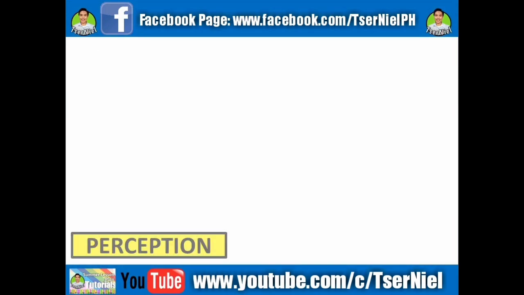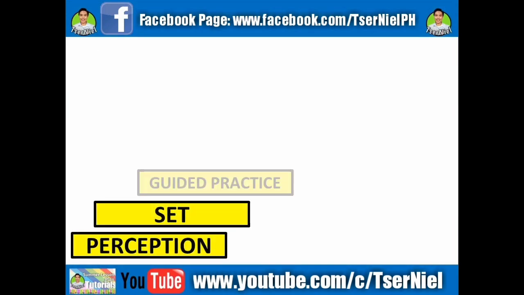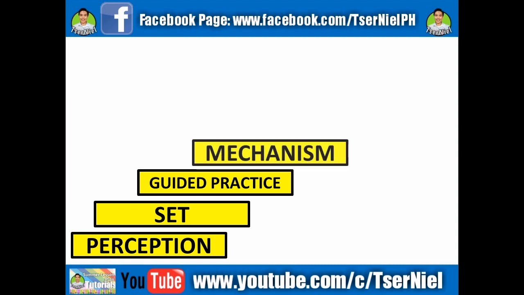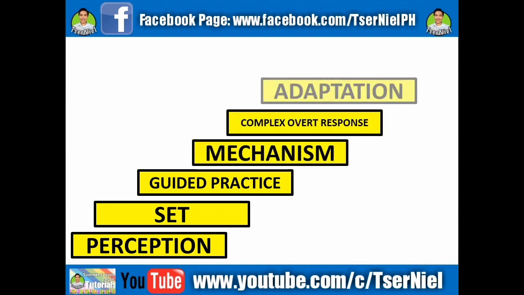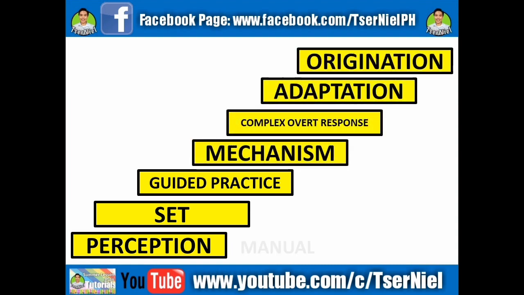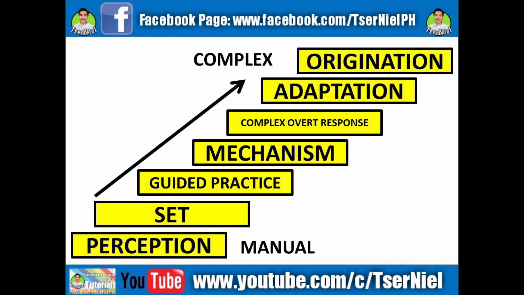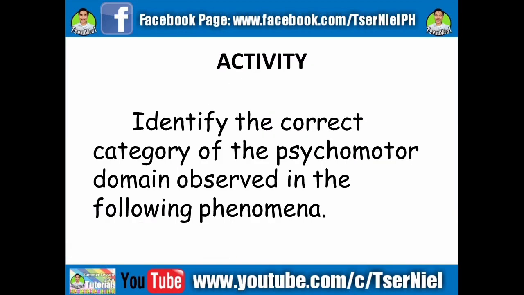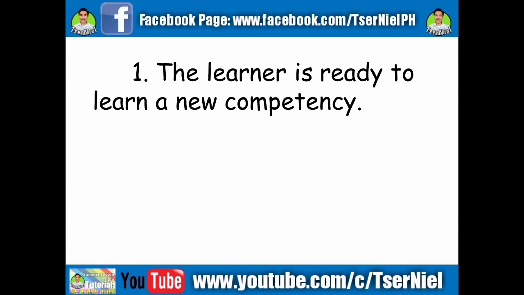And now let us go back. We have 7 major categories for the psychomotor domain, starting with perception, set, guided response, mechanism, complex overt response, adaptation, and origination, wherein perception is the simplest behavior and origination is the most complex behavior. Now, let us have an activity and you will identify the category defined for the following situation or phenomena.